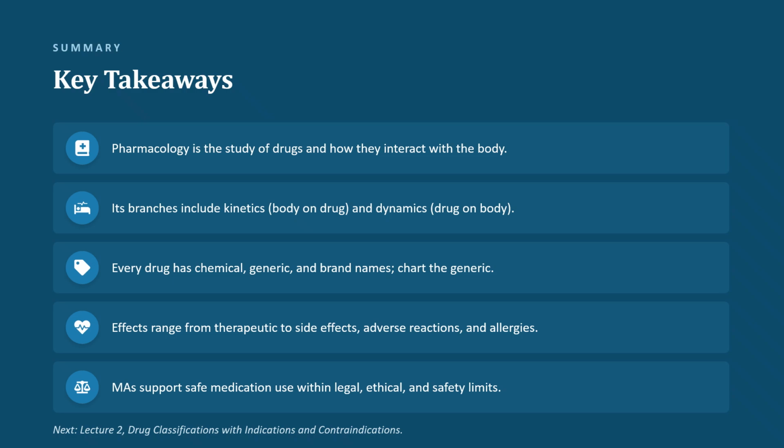In the next lecture, we build directly on this foundation by exploring drug classifications along with their indications and contraindications, so the vocabulary you learned today will pay off immediately.